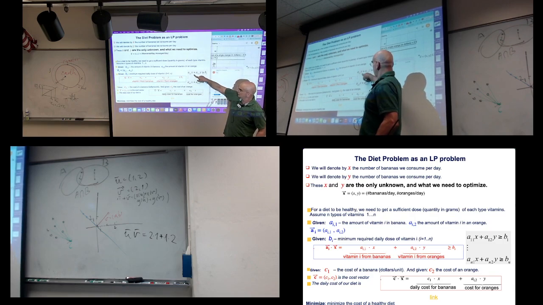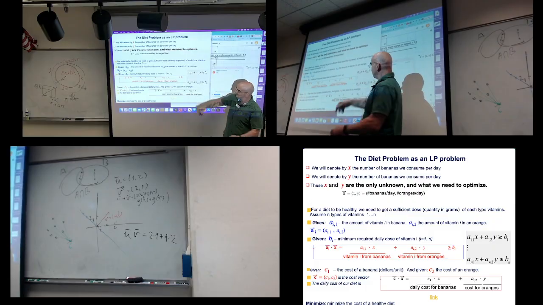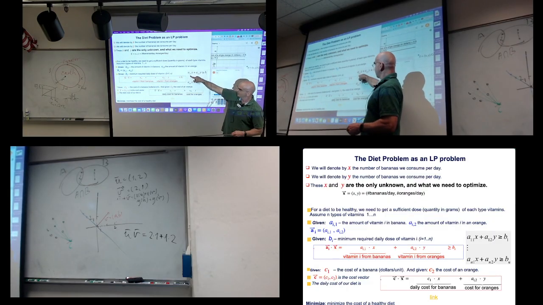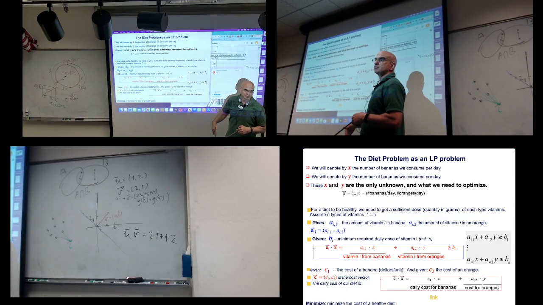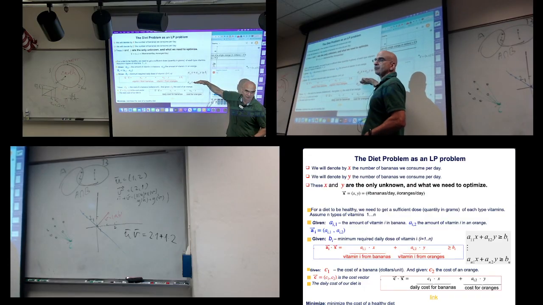The second constraint: just replace the 1 by 2 in I. That refers to vitamin 2. Then vitamin 3, vitamin 4, all the way up to vitamin N.